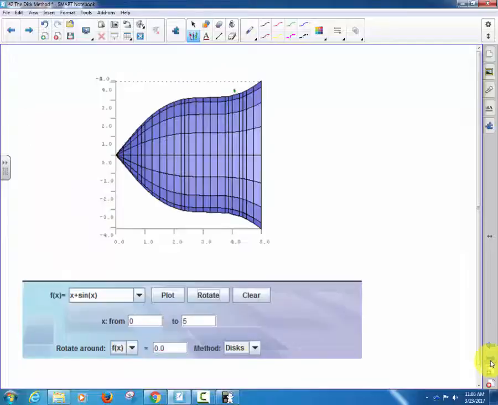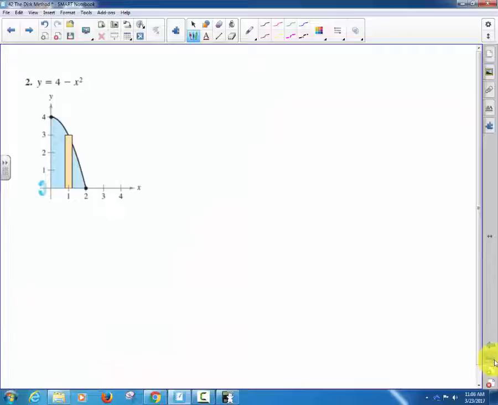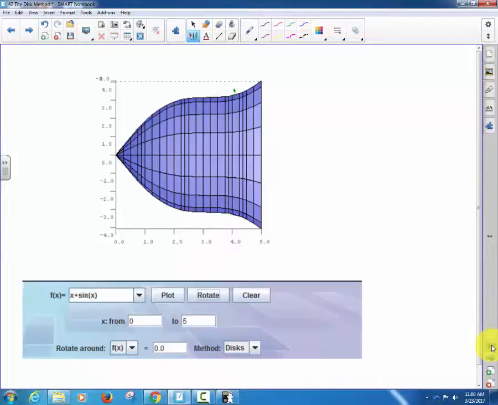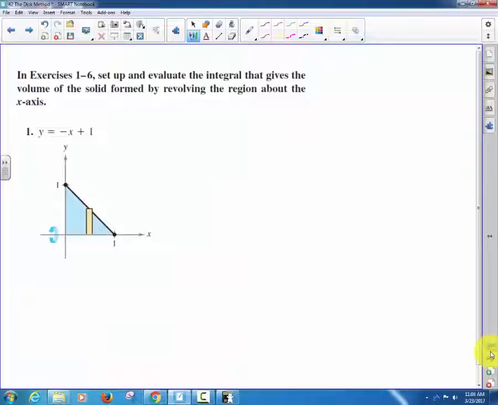Let's set up a couple of integrals here. Let's set up just, what do we got, 3 more of them? Let's set up a couple of these to be sure you've got an understanding of it, okay? Y equals negative x plus 1. There's the picture. Set up what the integral is. Do not integrate it, but set it up.